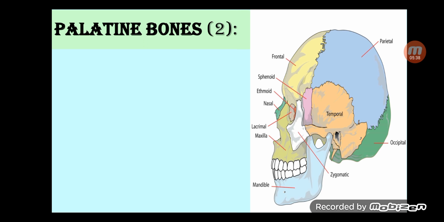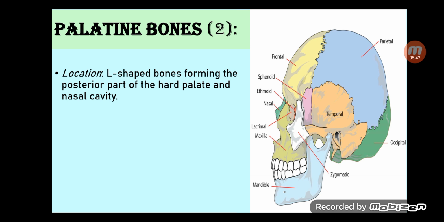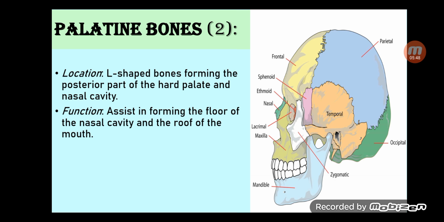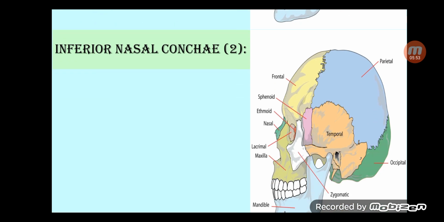Then we have the palatine bones that are also two in number, that means they are paired bones. They are L-shaped bones forming the posterior part of the hard palate and nasal cavity. Its function is assisting in forming the floor of the nasal cavity and the roof of the mouth.